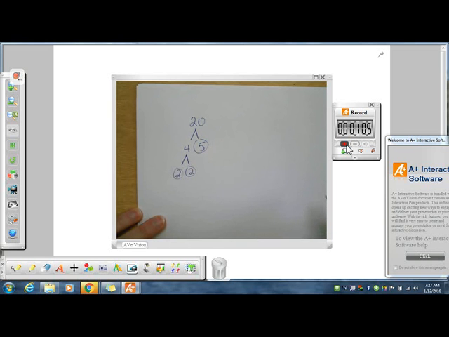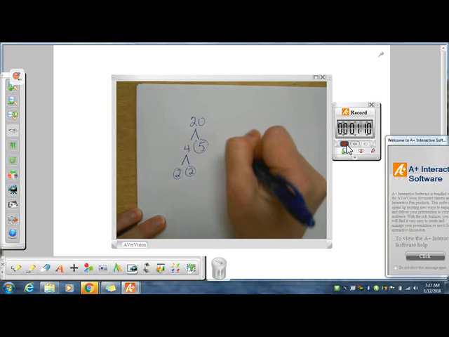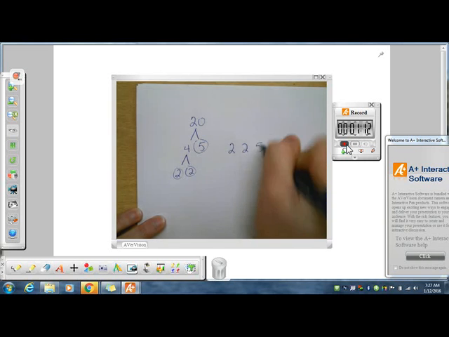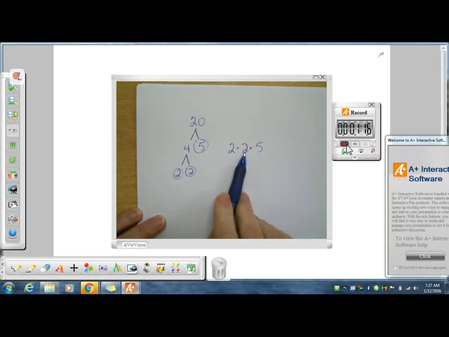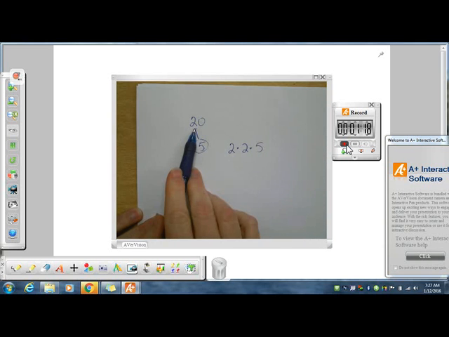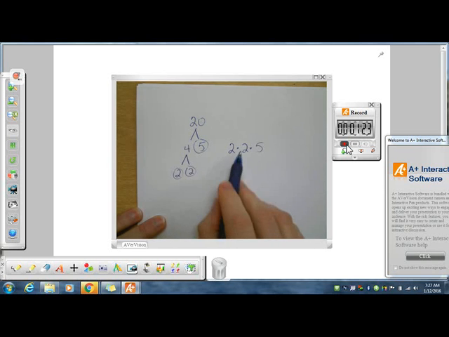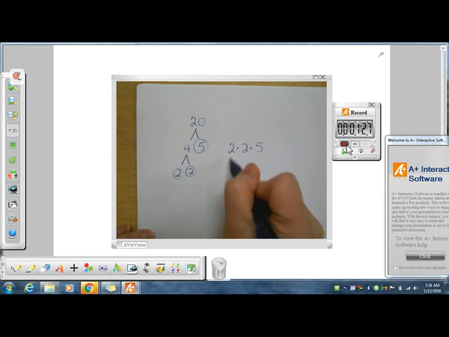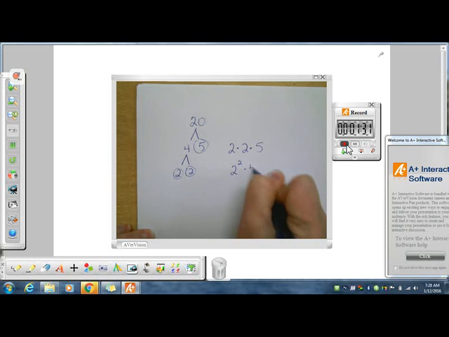So to write the prime factorization, I take the numbers that are circled, which is 2, 2, and 5, and I put multiplication in between, because if I take 2 times 2 times 5, I get back to my original number of 20. But this isn't the best way to write it because I have more than one of the same term. So instead of writing 2 times 2, I could write 2 to the second power times 5. And that would be my answer.